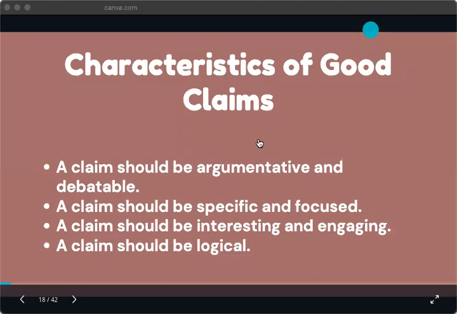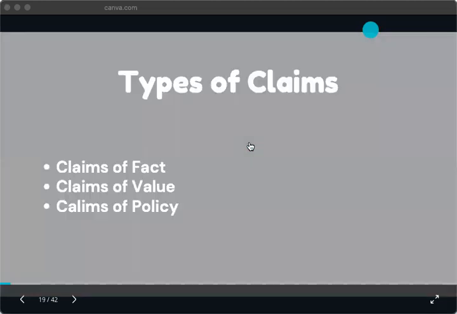Okay, let's distinguish the types of claims. Earlier, you already learned the characteristics of a good claim. At this point, you will be introduced to different types of claims that a writer can make: claims of fact, claims of value, and lastly, claims of policy. You can usually determine this class by examining the type of questions they answer about the text. So later on, when I discuss these three, you have to take note of the questions that each claim usually answers.